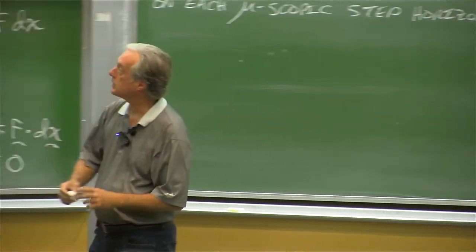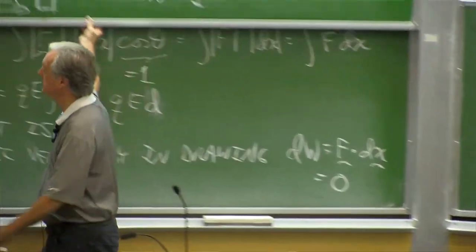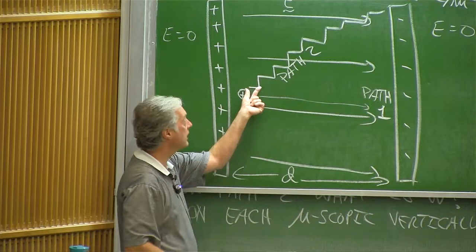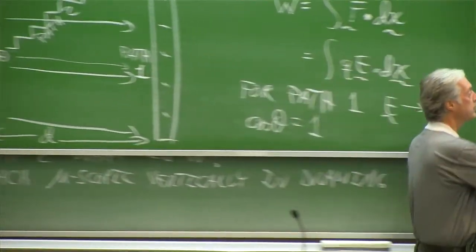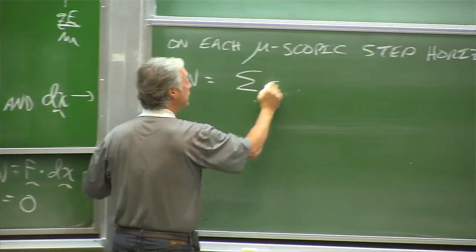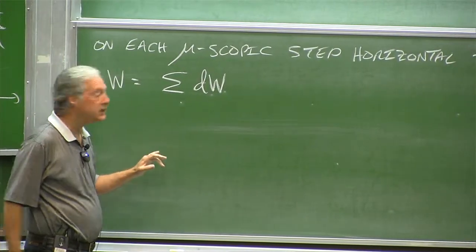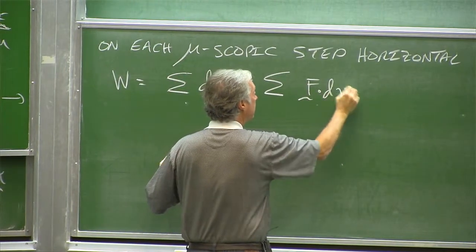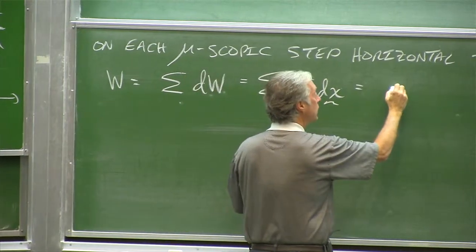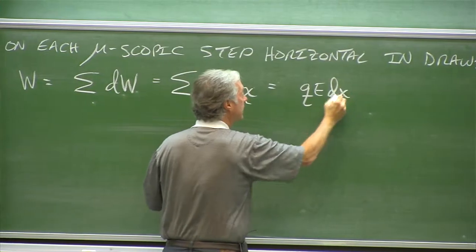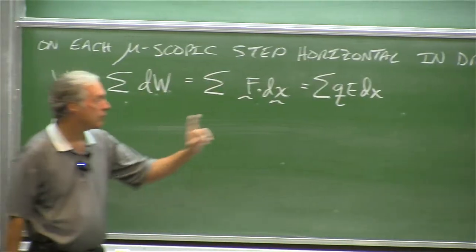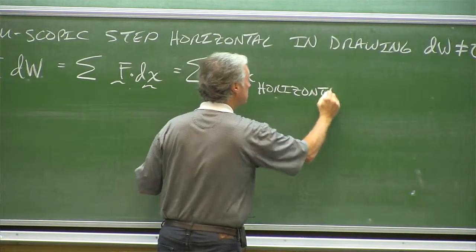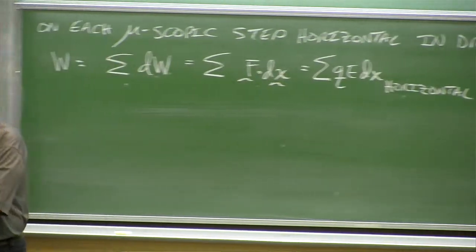Now let's go back and look at our drawing again. If we say, okay, we did the work that went along here, and we understand that each of the little paths, so the total work done is going to be the sum of those dW's done over each of the little steps, which is going to be the sum of F dot dx over those steps, which is going to be Q E dx added up over each of those for the horizontal steps, because the vertical ones go to 0 and disappear from that.